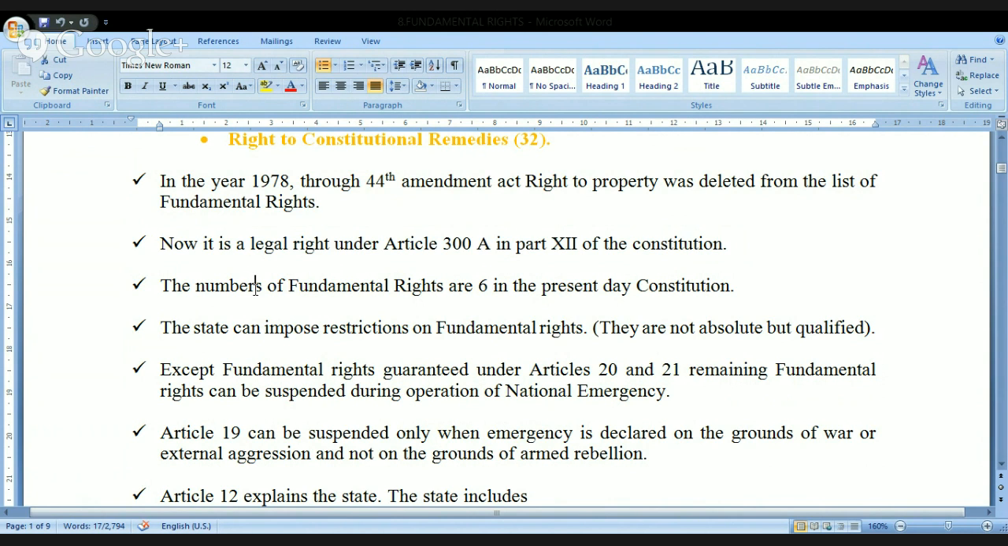The number of fundamental rights are 6 in the present day Constitution. The state can impose restrictions on the fundamental rights. So this is one important point I would like to highlight.